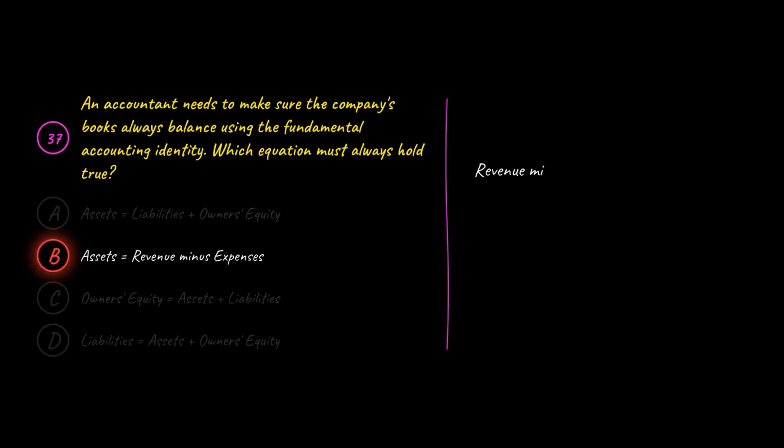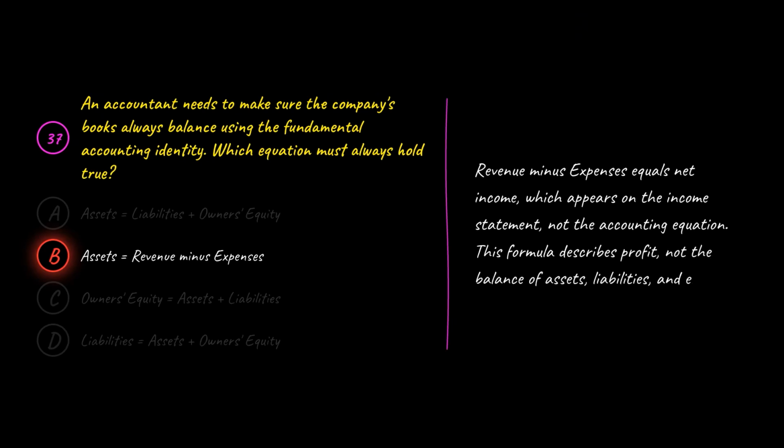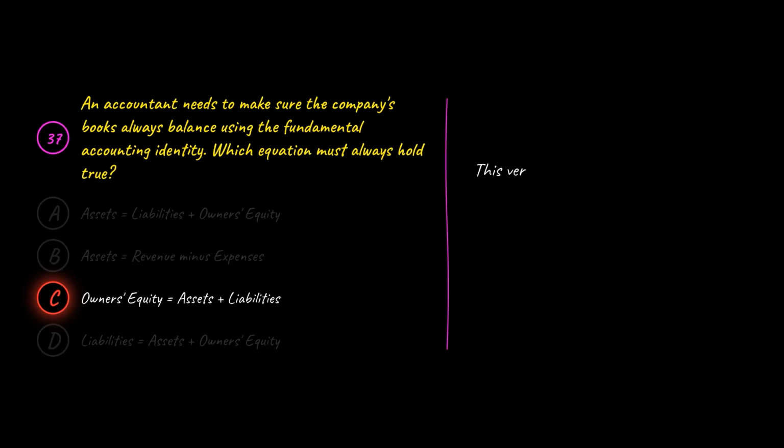B is wrong because revenue minus expenses equals net income, which appears on the income statement, not the accounting equation. This formula describes profit, not the balance of assets, liabilities, and equity. C is wrong because this version rearranges the terms incorrectly.